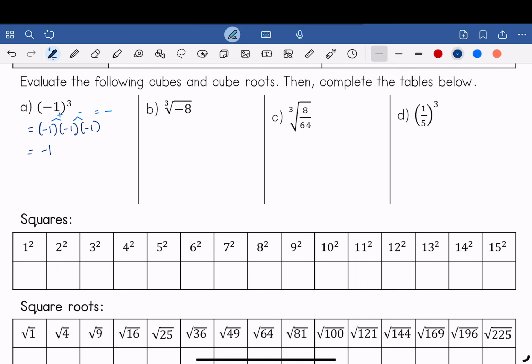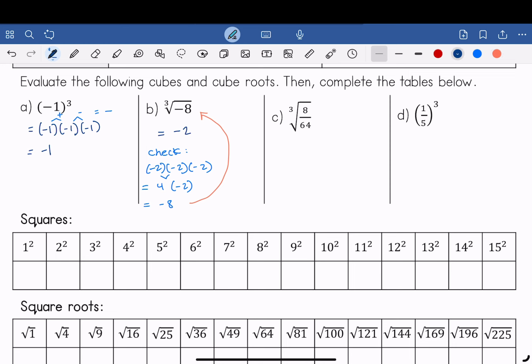B, what is the cube root of -8? It will equal -2. You can always check, especially at the beginning. -2 times -2 times -2 will equal -8. Slower version of this, or with more steps: -2 times -2 is 4, times -2, which equals -8, which is back to the original number inside the cube root.